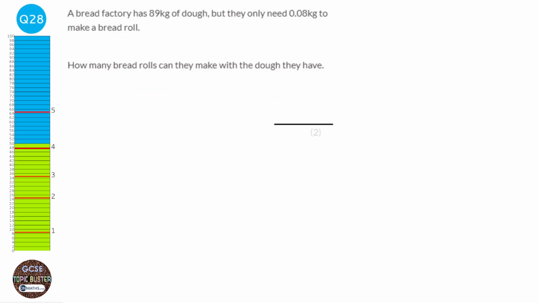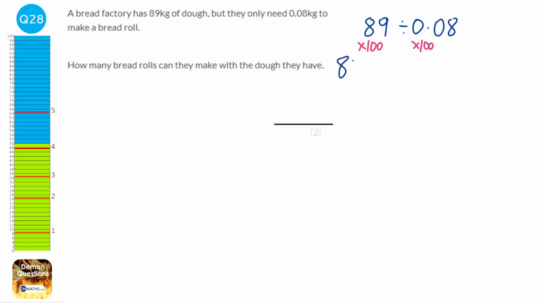So here we're asked to find how many bread rolls we can make. We've got 89 kilograms and it takes 0.08 kilograms to make a bread roll. Something we can do is convert these into grams, or we can just keep it at kilograms, but I've got a neat little trick. And the trick is, if you've got a decimal when you're dividing, as long as you do the same thing left and right, you can multiply them by 10 or 100. In this case, we're going to multiply both by 100, because it will make the division a lot easier, because it will make this right hand side, instead of 0.08, it will just make it 8.